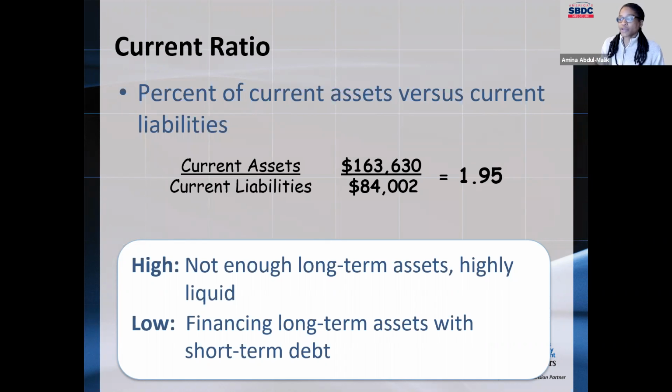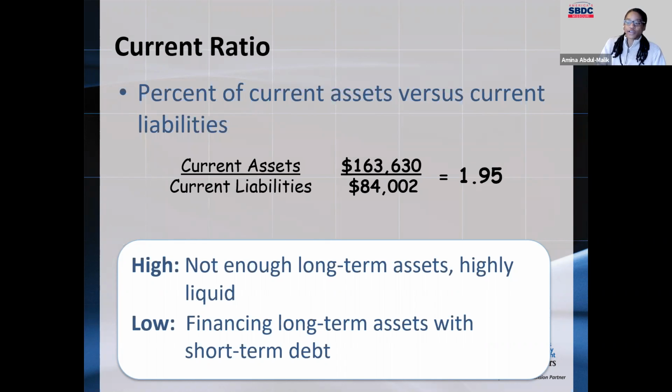And if that ratio is too high, then that means that your business is too highly leveraged on those current assets. That means your business obviously does not have enough long-term assets, which makes it almost too liquid, because if everything is in current assets, you don't have those long-term assets to pull from. So being a highly liquid business is not extremely risky, but there are benefits to having long-term assets as well.